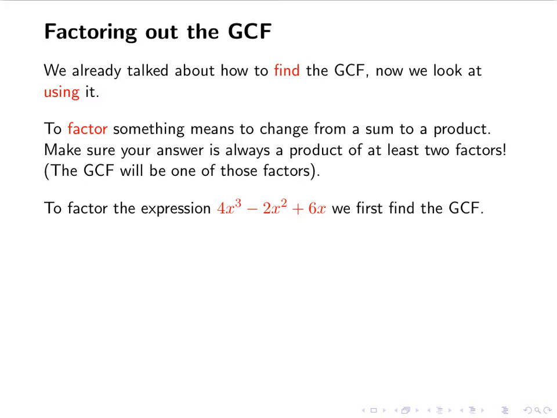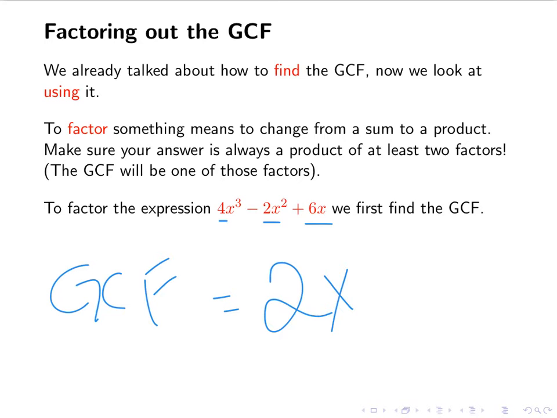So if I wanted to factor something like 4x cubed minus 2x squared plus 6x, I'm going to first find the GCF. So from last time, recall that I first look for the GCF of the numbers. So I've got 4, 2, and 6. The GCF of those, hopefully we can all agree, is 2. And then each term has an x. The lowest exponent is 1. So my GCF is 2x.